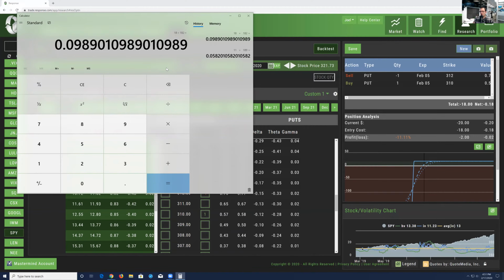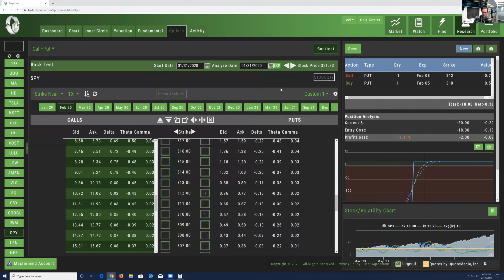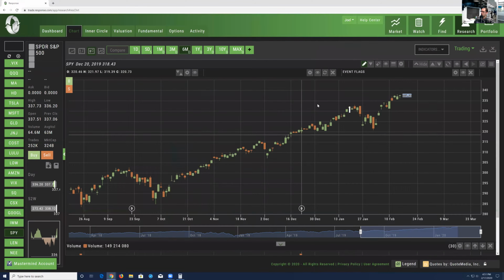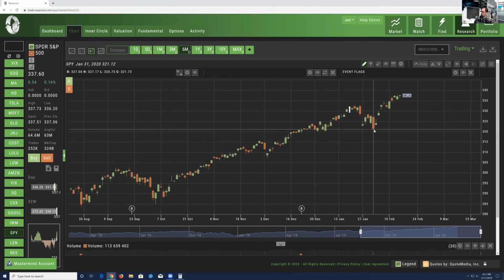So our return on risk is much, much better, but that's not the entire key here. Let's look at what else we've got. On that day, the stock was trading for $321.73. We were selling the 312 strike, which means we're giving it almost $10 in wiggle room. Let's see what that looks like on the chart. So that was this big red candle day. We were giving it that much wiggle room over 5 days.